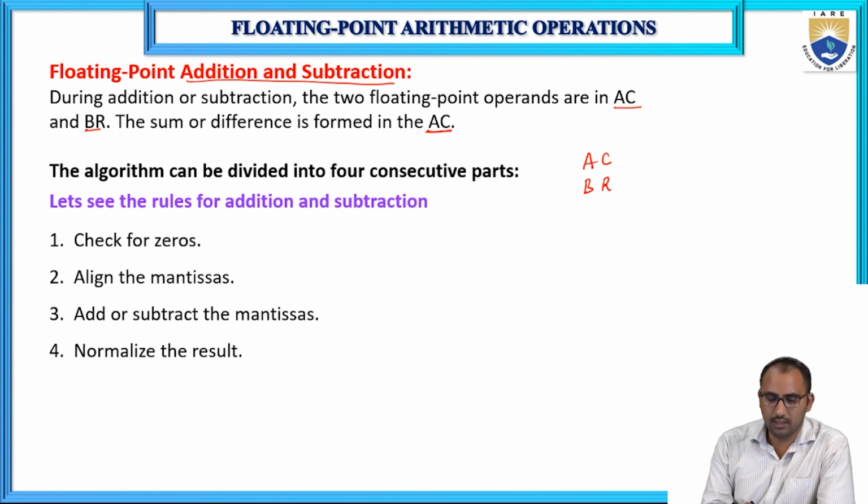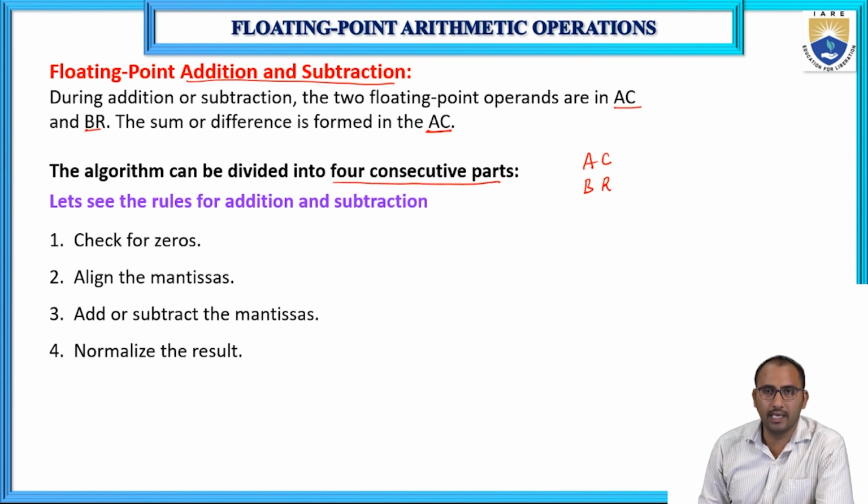This floating point addition and subtraction algorithm can be divided into four consecutive parts. The first part is check for zeros. First we have to check whether any of the inputs is zero or not.